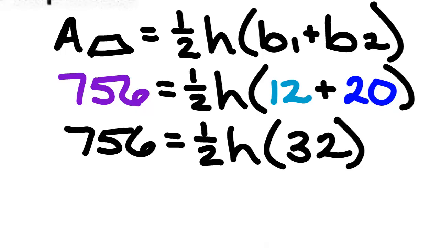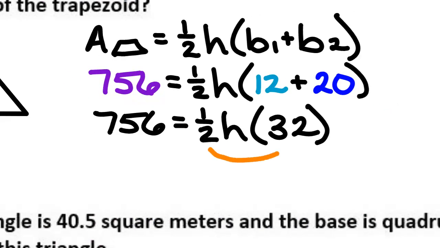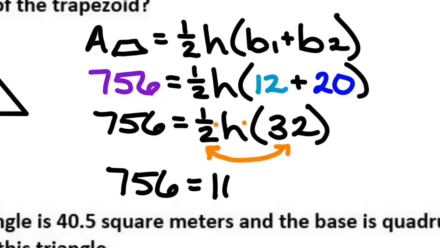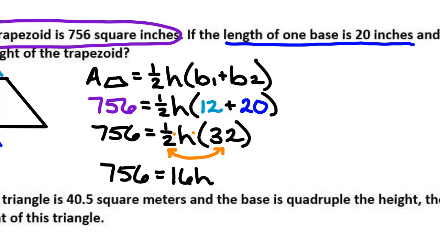We've had a couple of other problems like this. I have these two numbers here. All of this is being multiplied together, so I can multiply my numbers together. Half of 32. What is half of 32? 16. So I have 756 equals 16h.